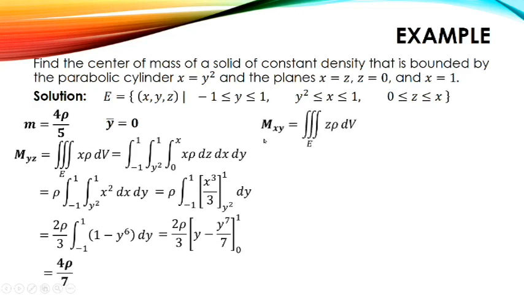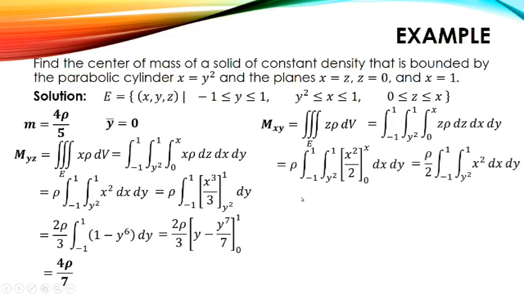Another moment that we need is the moment about the xy plane. So the triple integral is this one. For z, we put x here. Continuously performing the integrals, this will become 2 rho over 7.